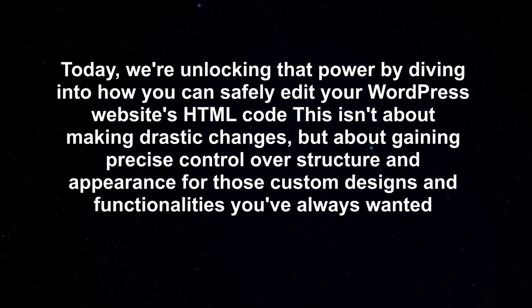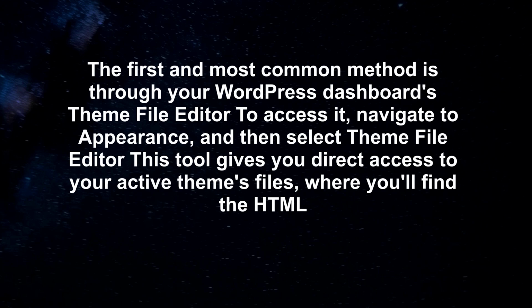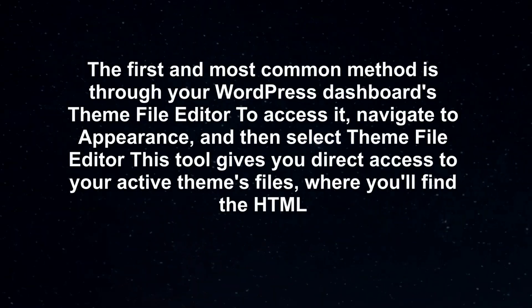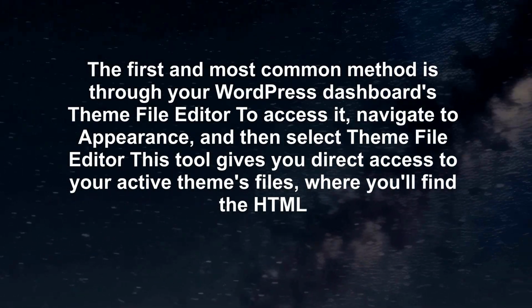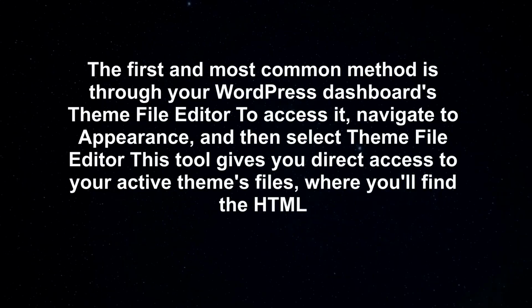functionalities you've always wanted. The first and most common method is through your WordPress dashboard's theme file editor. To access it, navigate to Appearance, and then select Theme File Editor. This tool gives you direct access to your active theme's files, where you'll find the HTML.